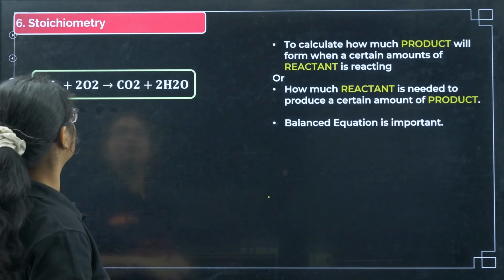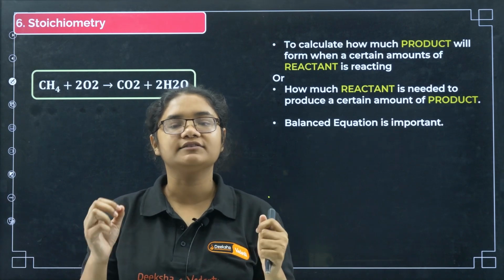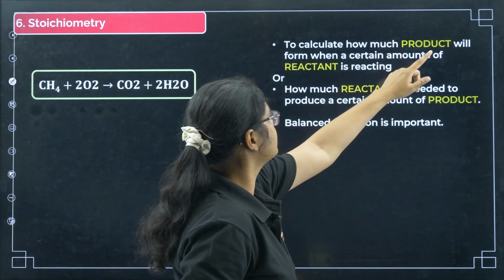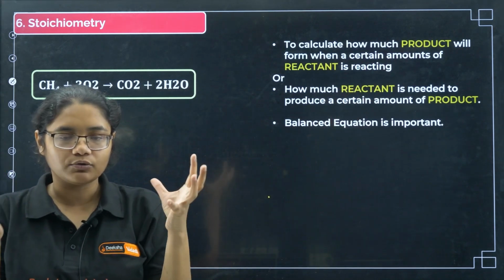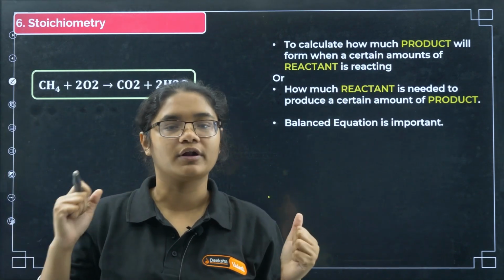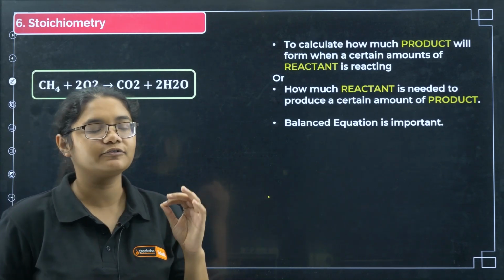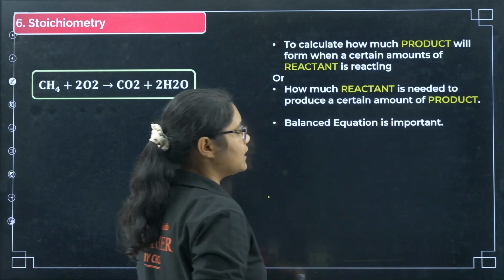Now coming to something called stoichiometry, very important. Stoichiometry is used for two purposes. It is used to calculate how much product will form when a certain amount of reactant is reacting. Two reactants are reacting, then how much product will form. If such calculations we have to do, we need the help of stoichiometry. Or how much reactant is needed to produce a certain amount of product.